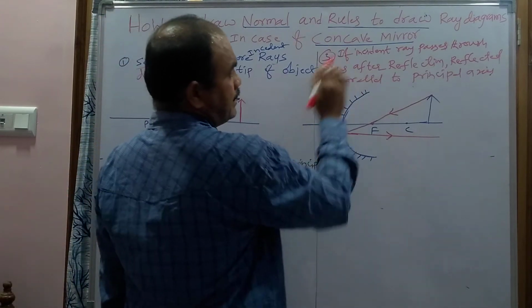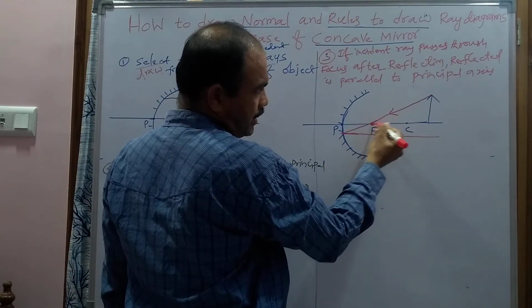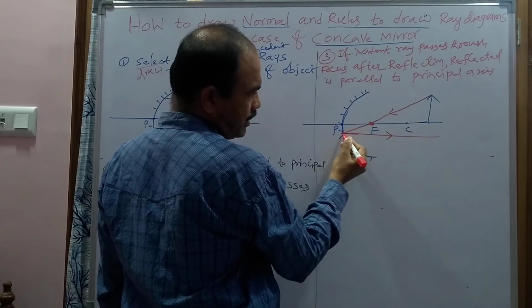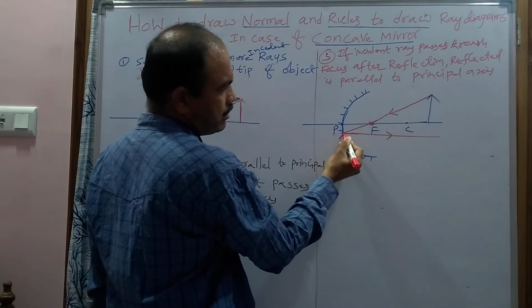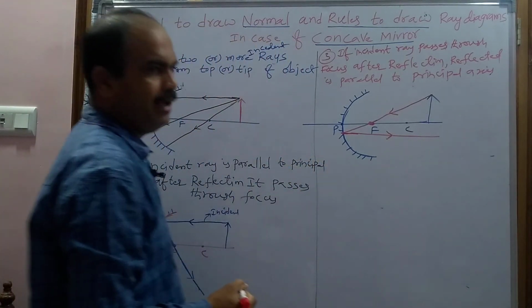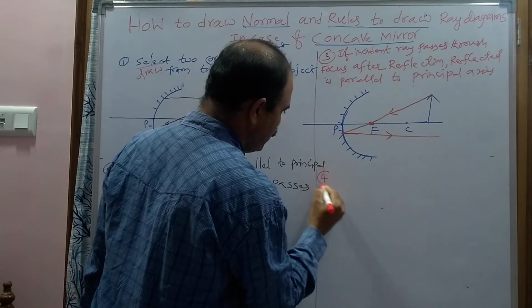So now, what is the third rule? If the incident ray passes through the focus, coming from the top of the object, and is incident on the concave mirror, after reflection how is it? It is parallel to the principal axis. This is the third rule. And next, coming to the fourth rule.